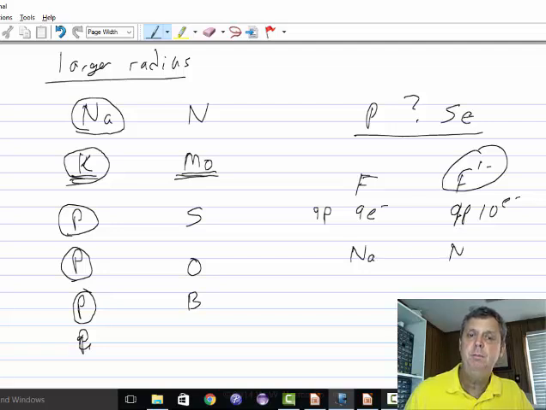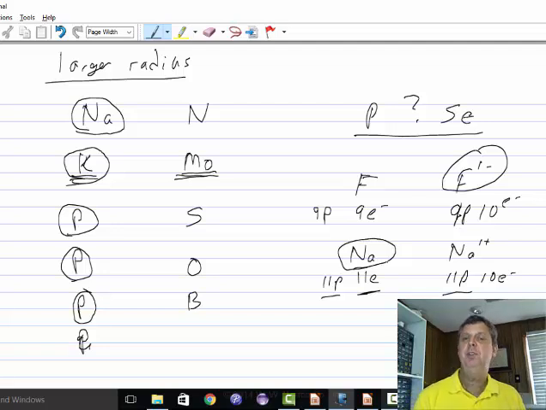If we compare sodium versus the sodium ion, again, I'll look at the protons and electrons. Sodium has 11 protons, 11 electrons. Sodium ion has 11 protons, of course that can't change, and only 10 electrons. We have the same nuclear charge pulling in the electrons, but in this case, we have fewer electrons. So the sodium atom is larger than the sodium ion, but the fluorine ion is larger than the fluorine atom. So it depends on whether you have cations or anions. And I think it always helps to go back to looking at what subatomic particles we have.